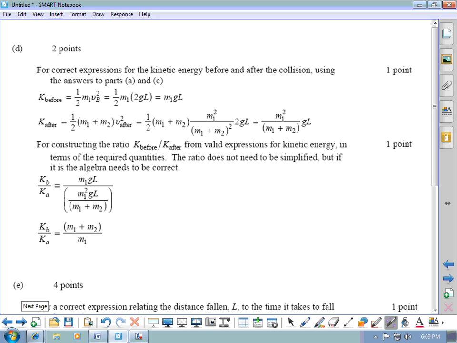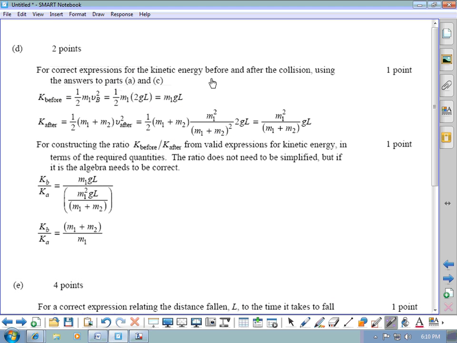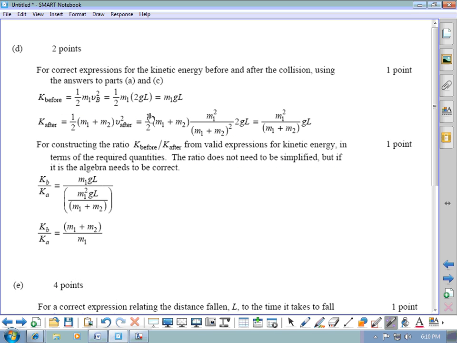For part D, it was worth 2 points. There was 1 point for correctly showing the calculation for the kinetic energy before the collision. Again, even just saying 1/2 m1 vB squared, that's enough. And then for the kinetic energy after the collision, showing that the two things stick together. You needed to have both of those things in there, and it needed to be clear that you were using your answers to parts A and C. So that's what they're doing in these other parts.